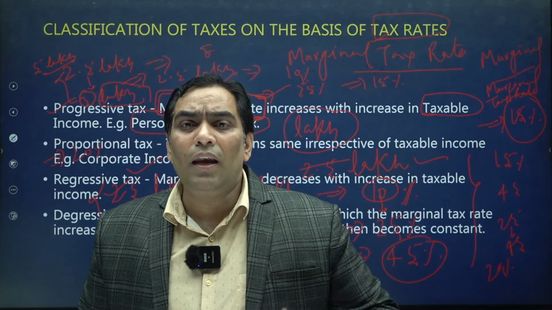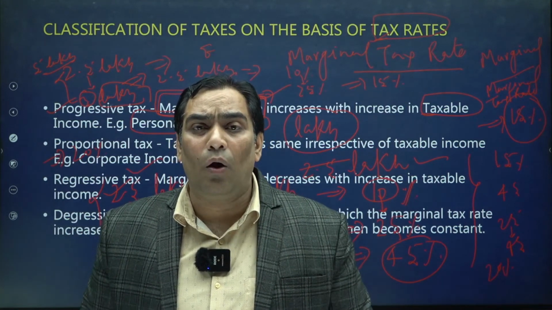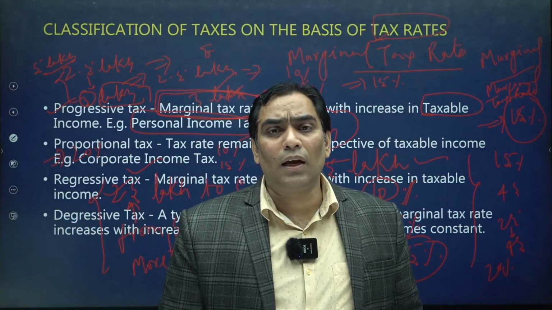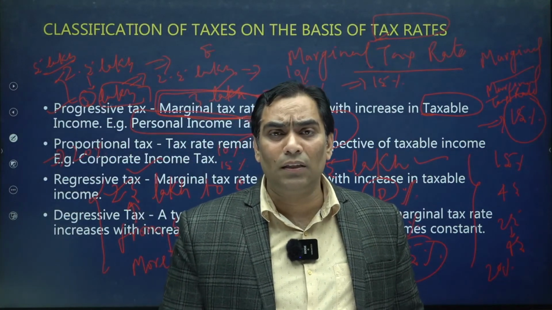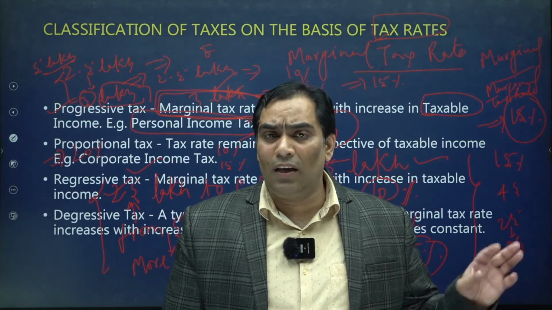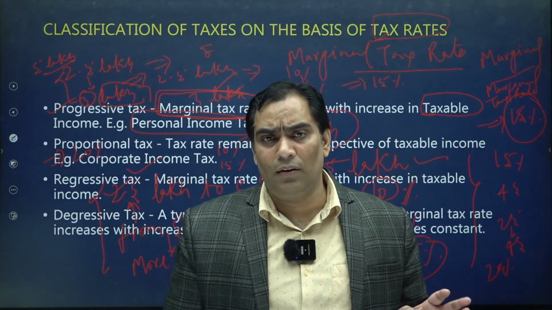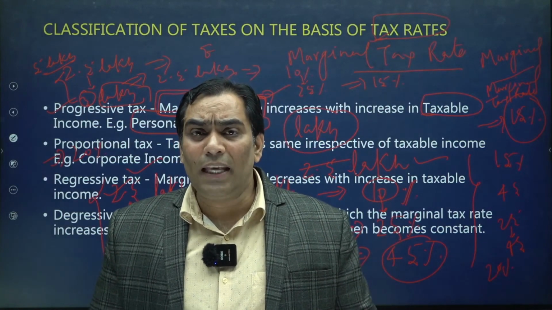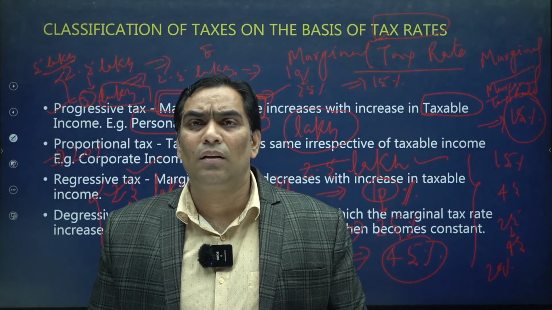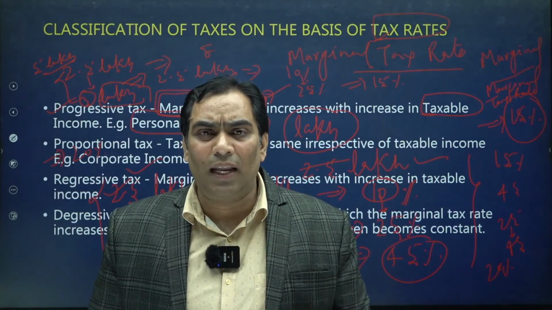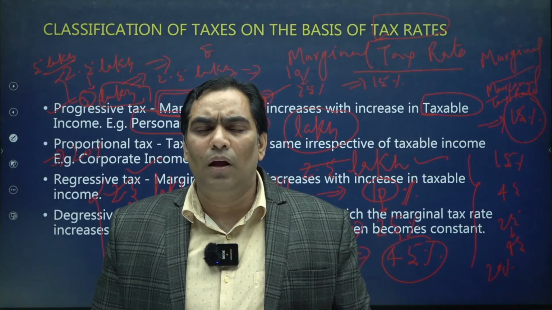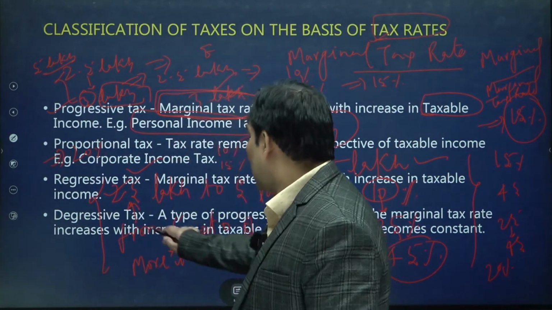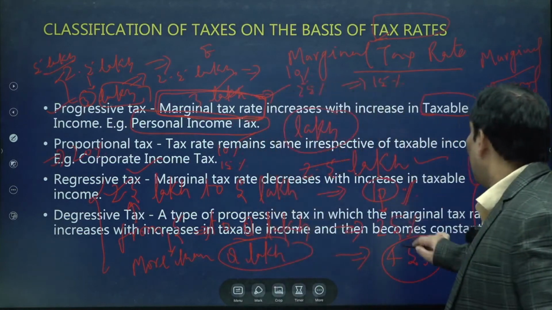And income tax is the example of progressive tax system in India. So when we talk about the categorization or types of taxes, on the basis of tax rate, it can be 4 types, and we discussed the first one, that is progressive tax system. So what is progressive? The marginal tax rate increases as the taxable income increases. Here the marginal tax rate goes from 10 to 25.